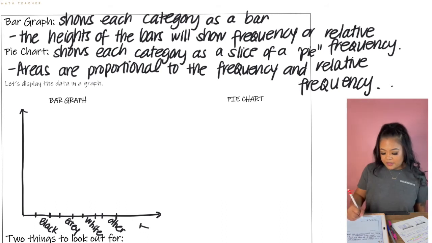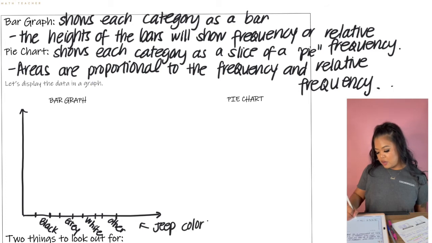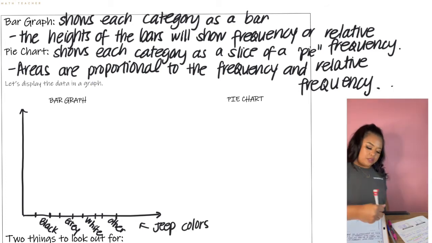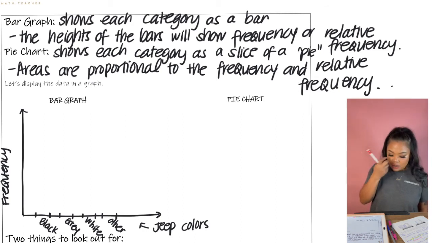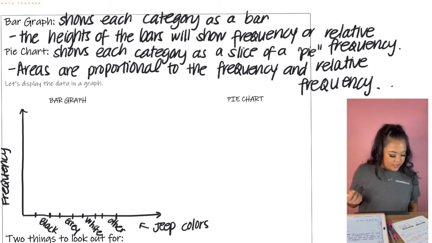On the bottom, this axis is going to be labeled Jeep colors, because these are what the bars are. On the side, this is going to be the frequency. And remember, frequency is just a fancy way to say how many, like the count. So for black Jeeps, the frequency was 38, gray 37, white 39, and other 55.